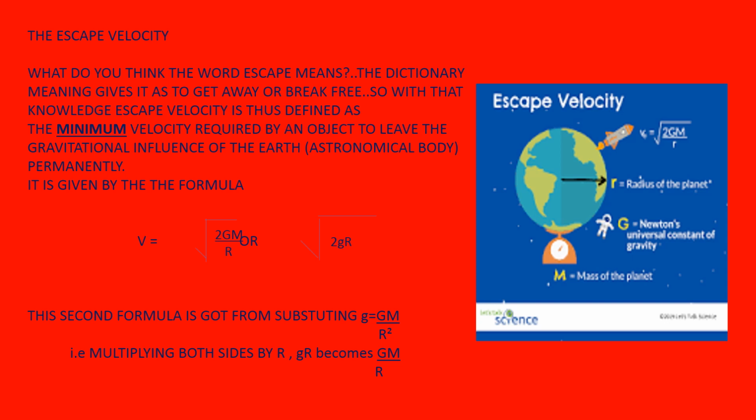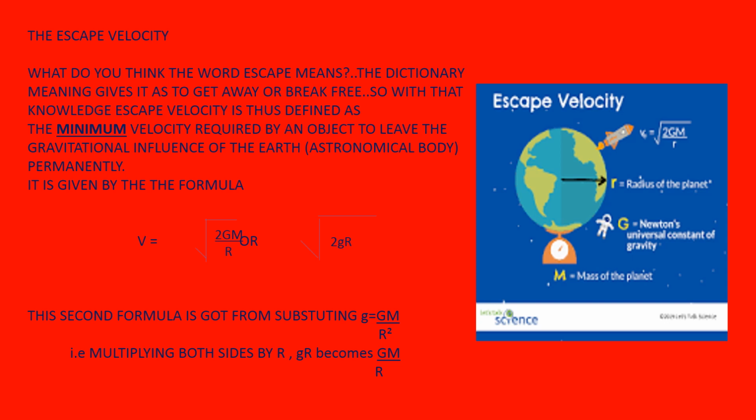You can see I put in brackets the astronomical body. So we are talking about the planet Earth here, but it could mean any other planet. So once any object is able to leave the gravitational influence of a planet with a minimum velocity, we call that minimum velocity the escape velocity. Going by the diagram here, the object in question is the rocket. You can see the rocket there leaving the Earth with a certain amount of velocity.